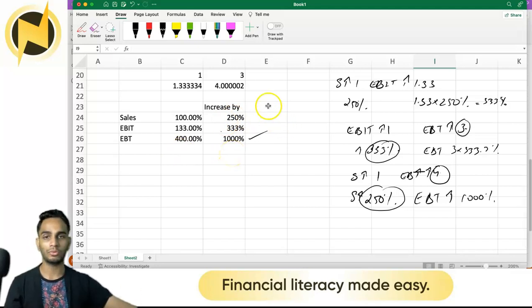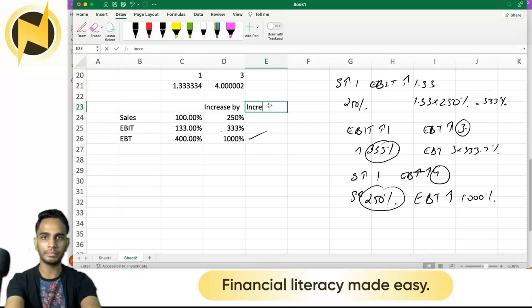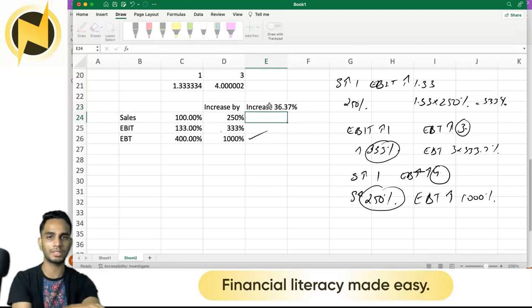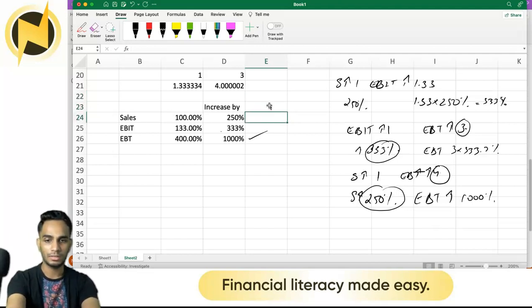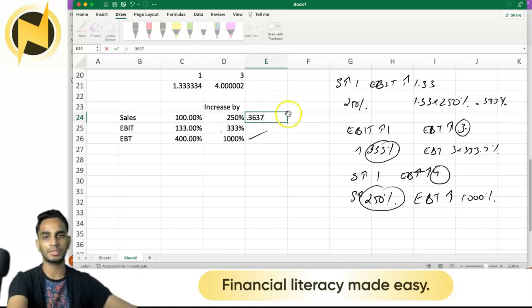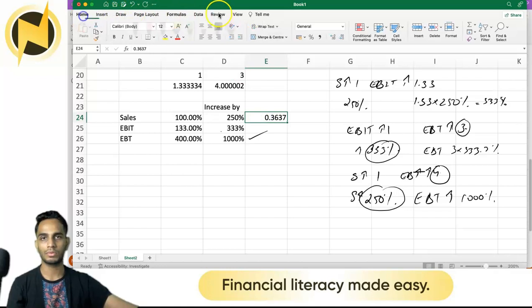Now, I'm going to add another one. Increase by some stupid figure. Okay, 336.37%. So if sales is, sorry, it's here. 36. So it will be 0.3637, expressed as percentage will be 36.37%. If that's the case, why isn't it coming out?